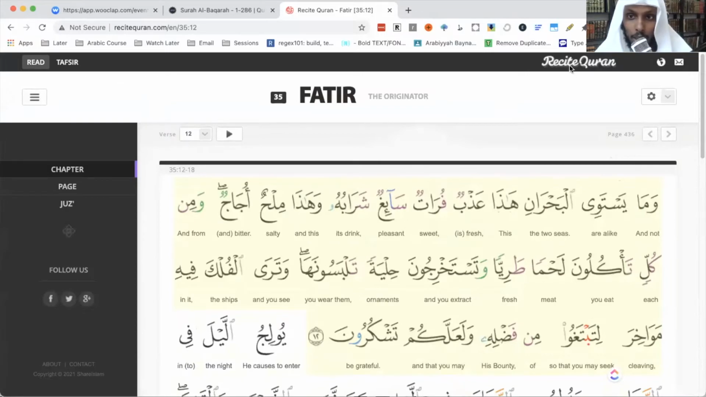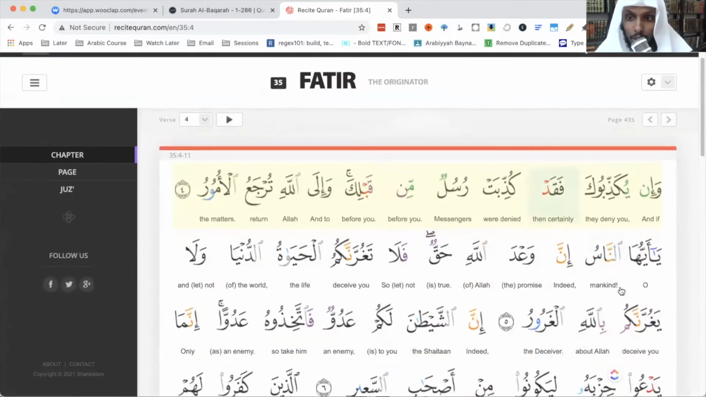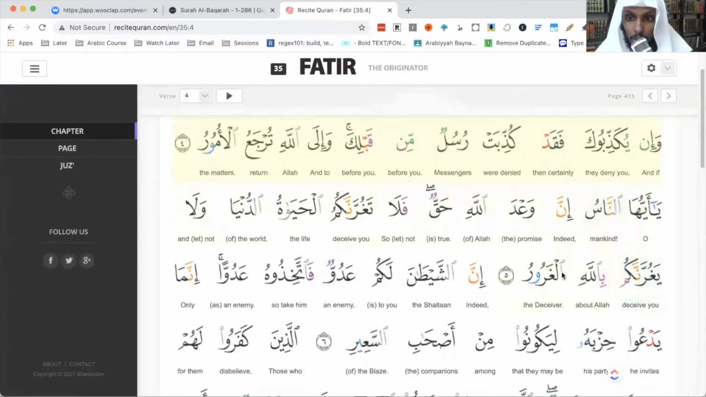Someone said third line on the previous page. Let me double check. Third line. Yaghurrankum billahil gharur, inna ash-shaytana lakum aduwwun. Yeah, you have this one over here, fattakhidhuh. However, you wouldn't say the fa by itself. The fa is a prefix joined to the word. If it wasn't for the fa, we would have said ittakhidhuh. Okay, ittakhidhuh. Why? Because it's followed by fatha. The third letter is a fatha.